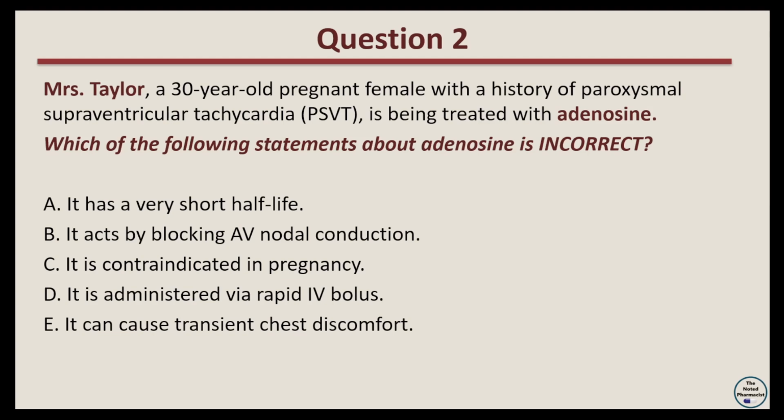Option A, it has a very short half-life. Option B, it acts by blocking AV nodal conduction. Option C, it is contraindicated in pregnancy. Option D, it is administered via rapid IV bolus. Option E, it can cause transient chest discomfort.